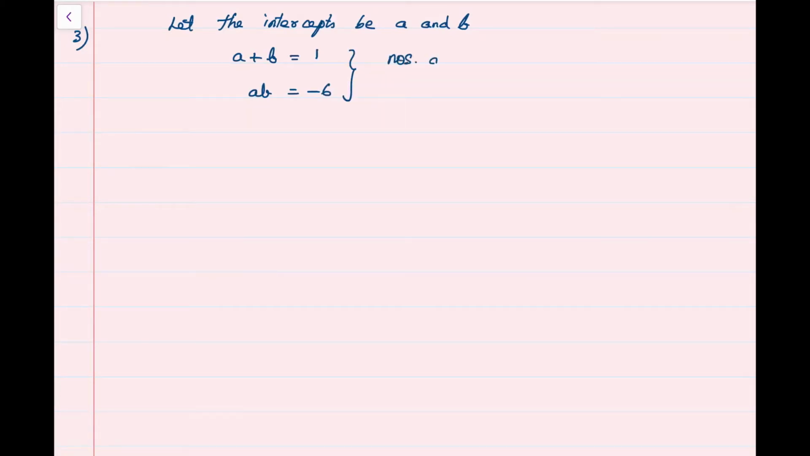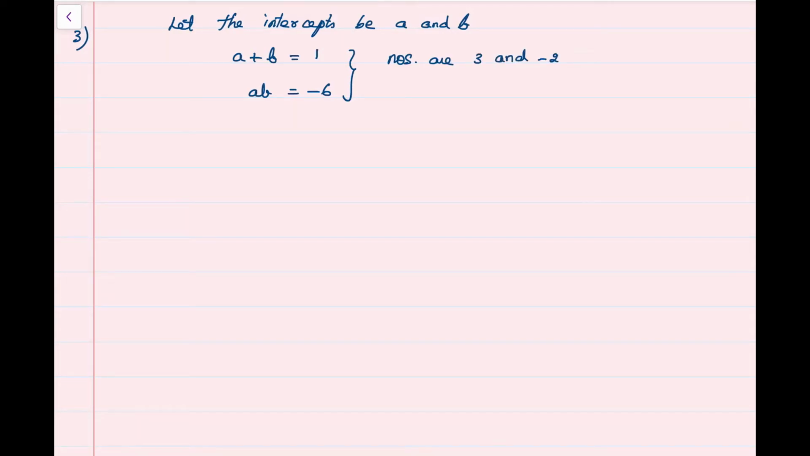Third question. Find the equations of the lines which cut off intercepts on the axis whose sum and product are 1 and minus 6 respectively. Let the intercepts be a and b. So sum of the intercepts is 1 and product of the intercepts is minus 6. From these two equations we can say that the numbers are 3 and minus 2.